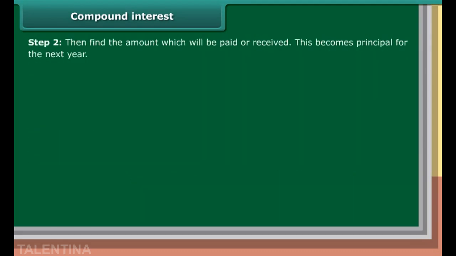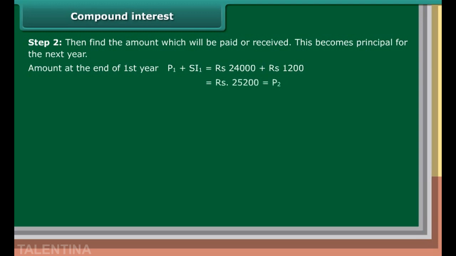Step 2. Then find the amount which will be paid or received. This becomes the principal for the next year. Amount at the end of the first year is equal to P1 plus SI1, which is equal to rupees 24,000 plus rupees 1200, which is equal to rupees 25,200, which is equal to P2.